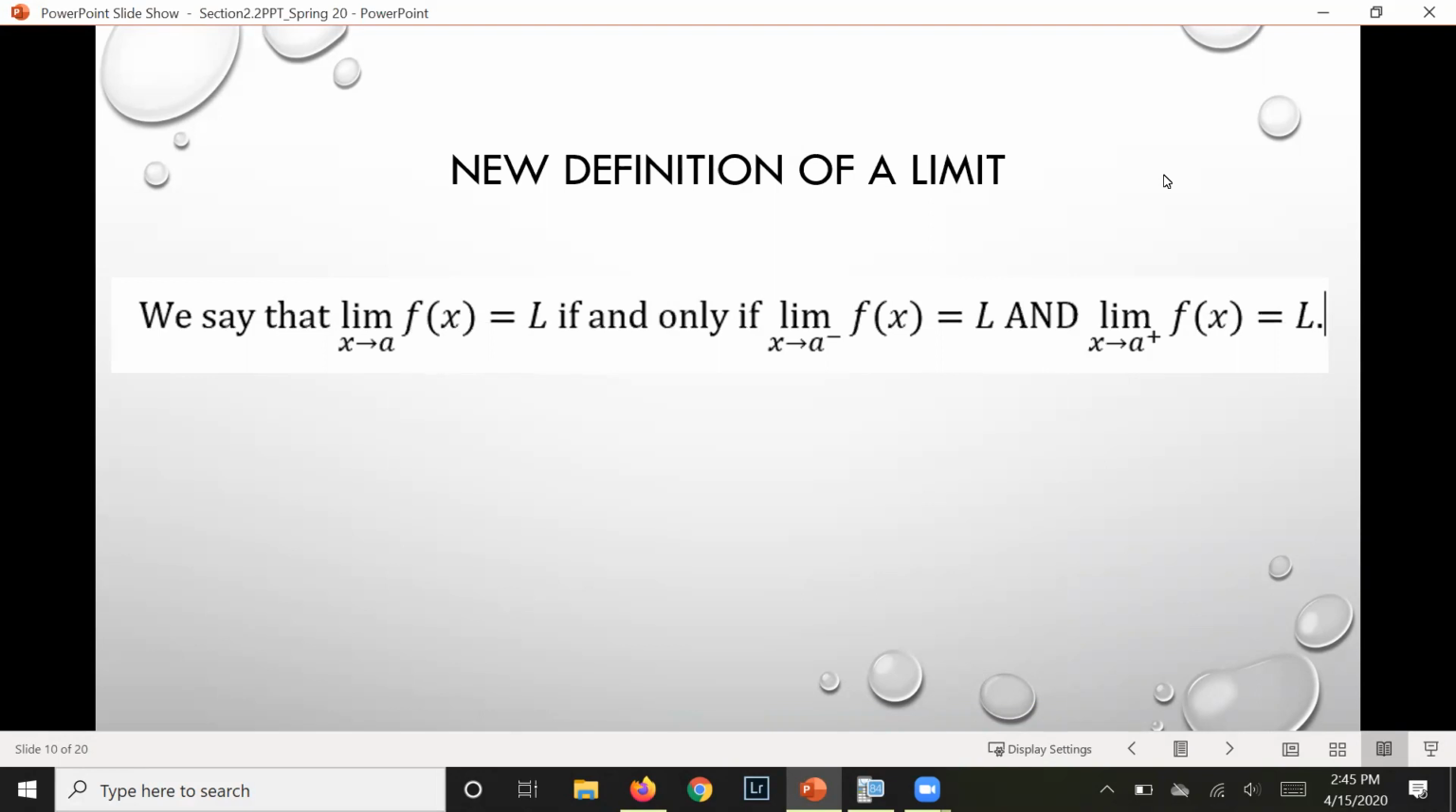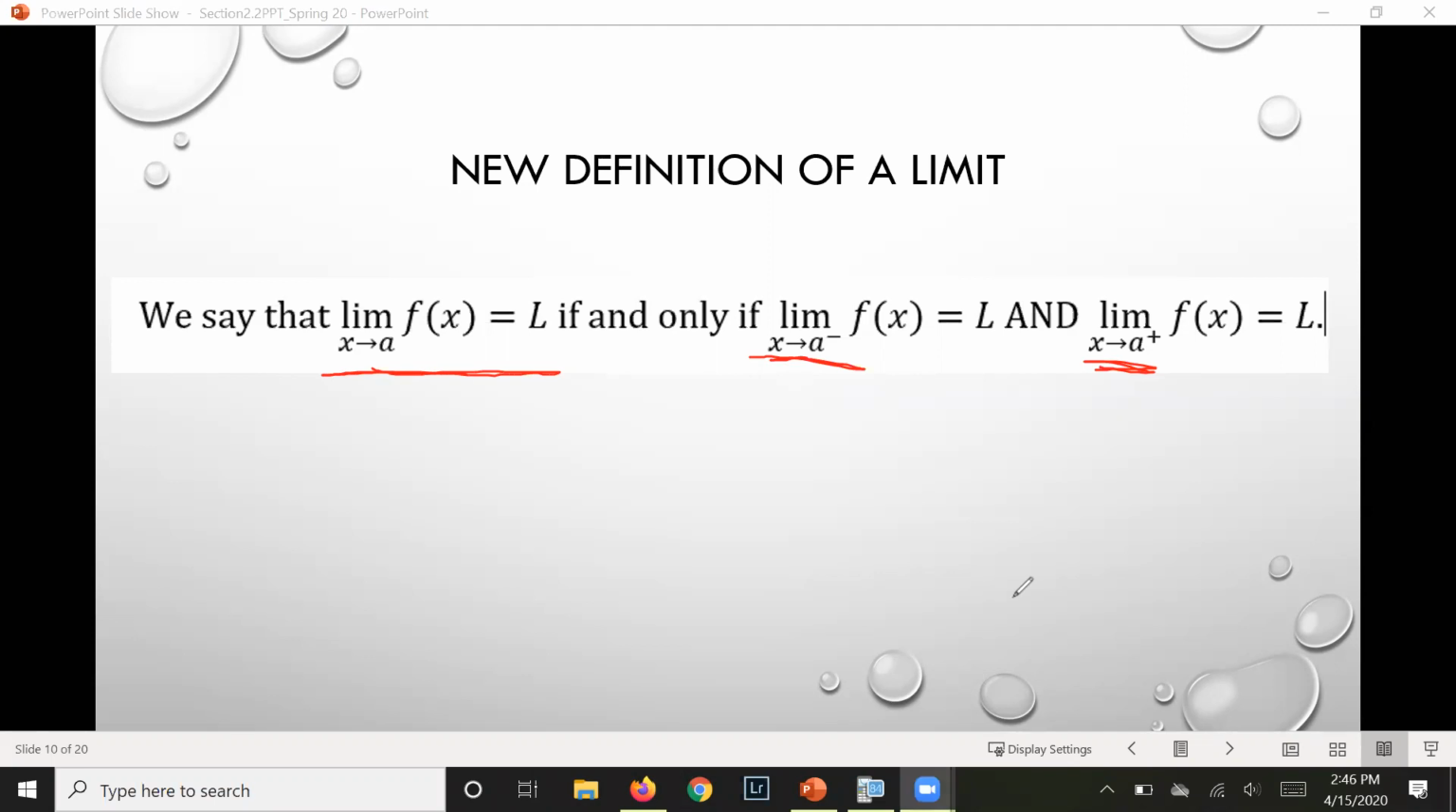So we say that the limit as x approaches a of f of x equals this value L, if and only if the limit as x approaches a from the left-hand side, remember that's what this negative sign here means, we're approaching the value from the left-hand side, of f of x equals L, and the limit as x approaches a from the right-hand side of f of x also equals L. So if we have both of those things, then we know that the limit itself over here on the left exists.